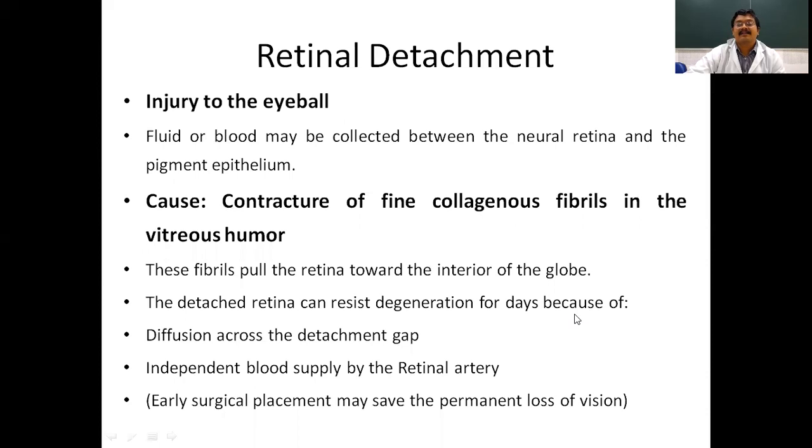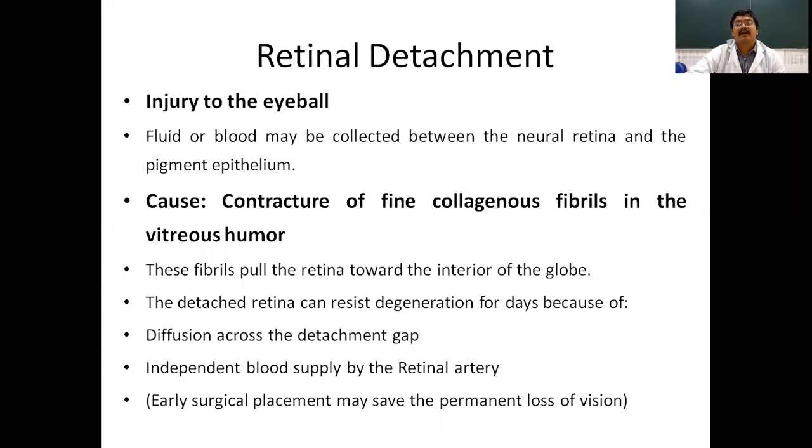Then what is retinal detachment? Whenever you have a trauma, or when you have the formation of a hole, it is called rhegmatogenous retinal detachment. Sometimes in high myopes you have peripheral retinal degeneration, where lattice will sometimes lead to a hole in the retina, and will also lead to traction. Whenever you have an injury to the eyeball, the fluid or the blood may collect between the neural retina and the retinal pigment epithelium. Whenever trauma causes the contraction of the fine collagen fibrils in the vitreous humor, these fibrils will pull the retina towards the interior of the globe.